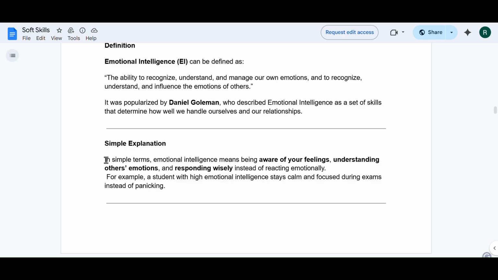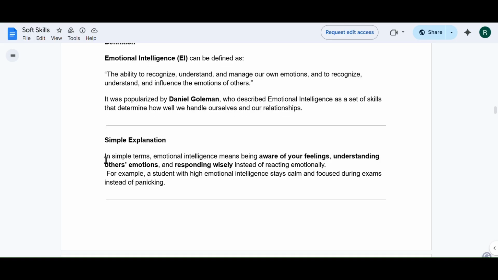Again, that definition in simple terms: emotional intelligence means being aware of our feelings, understanding others' emotions, and responding wisely. It means we need to know our emotions and we need to respond wisely. For example, while exams are going on, what would every person do? They will stress and lose sleep, or take it very personally, or completely panic. So the person who has emotional intelligence wouldn't panic and would calmly focus on the exam. This is a clear example of emotional intelligence.